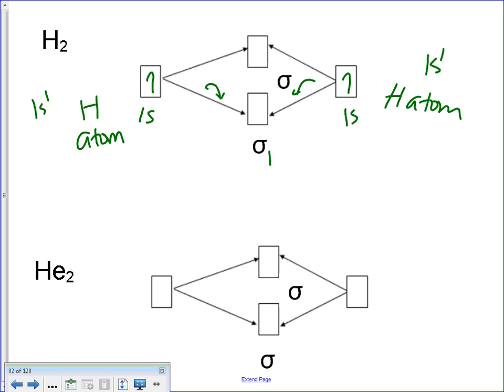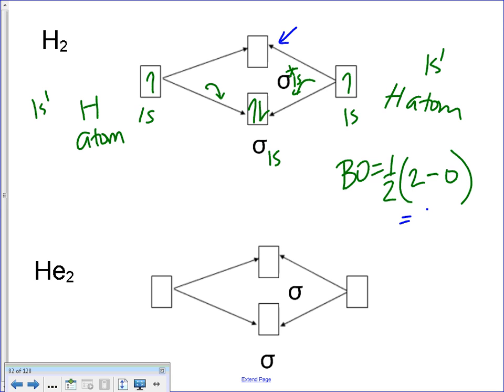We call this sigma 1s because this is the 1s orbital, a molecular orbital that's being filled, and that's it. This is the sigma star 1s, and there are 0 electrons in there. So calculate the bond order by taking 1/2 of the bonding electrons, which would be 2, minus 0 for the anti-bonding electrons, because there are 0 in the upper orbital. So our bond order is 1. This is a stable system, and it will exist.